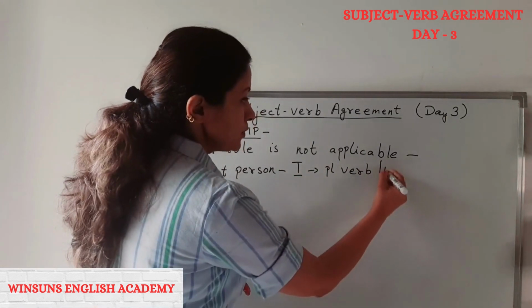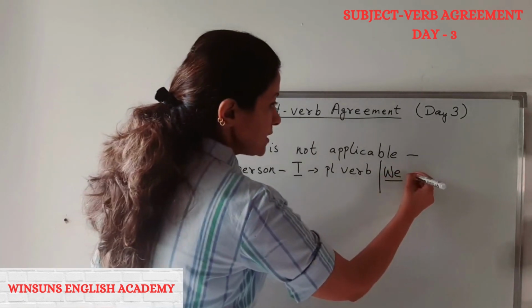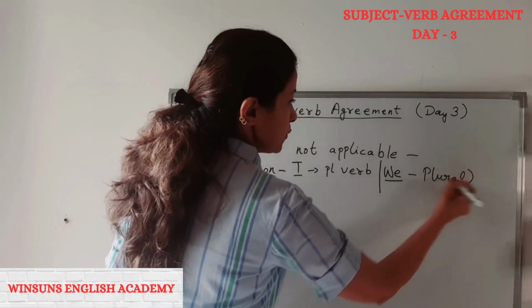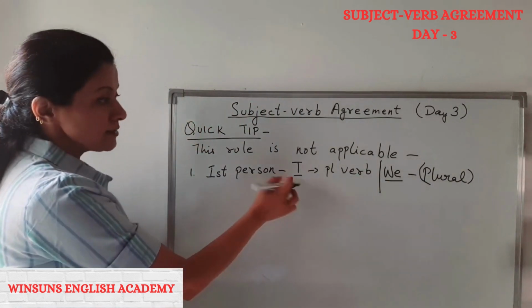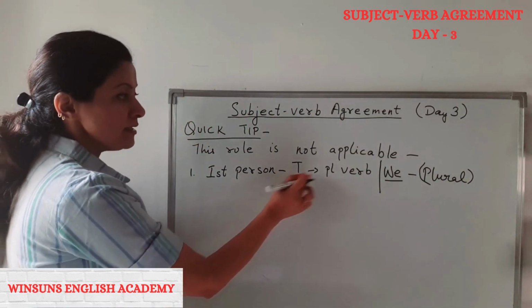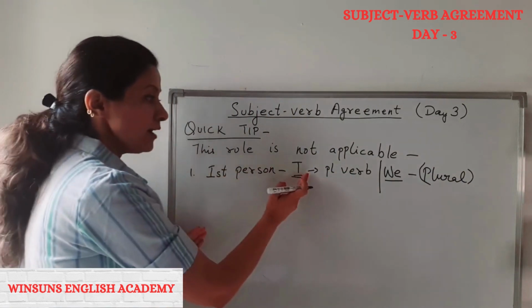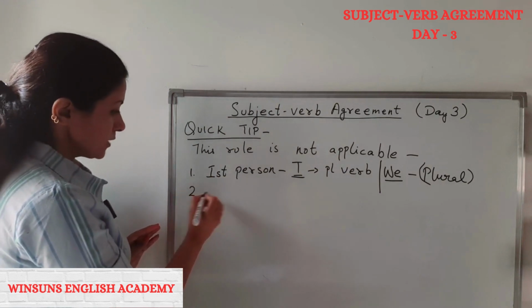Now here we know that first person also has we, but we is always plural. So we cannot say that it's singular. I is singular. Still it takes the plural verb. Okay. So when we talk about I, it will always take a plural verb. Okay. Let's look at the second one.